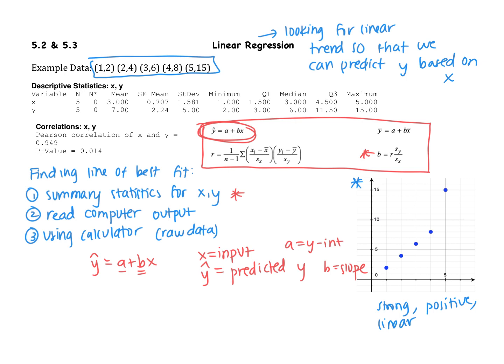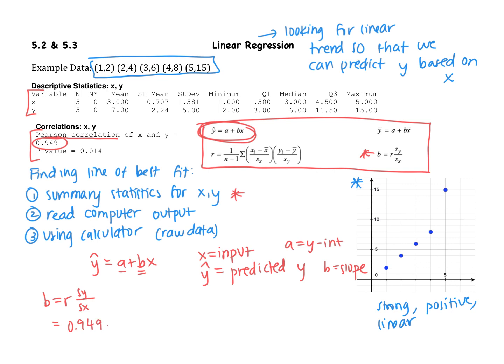You are not going to have to find r. So what we're going to do is we're going to use that output at the top, up here, and up to here to find those values. So our b is going to be r times sy over sx. Does anybody see the r value in the output above? Kelsey? 0.9. Okay, Pearson correlation, thank you. That's the r value. So that's this number right here. So that's going to be 0.949.